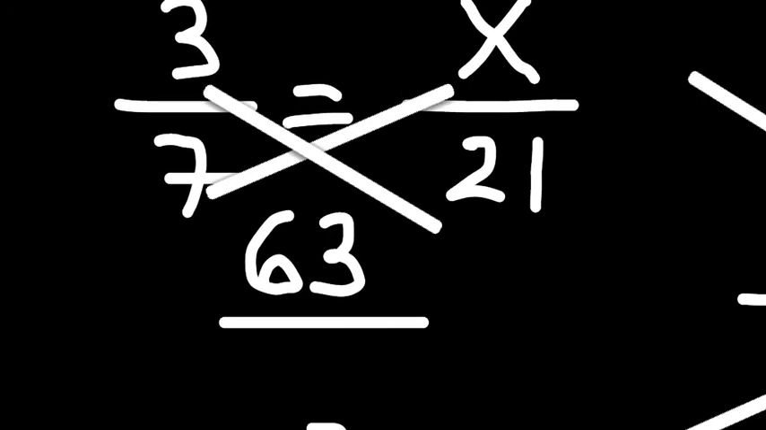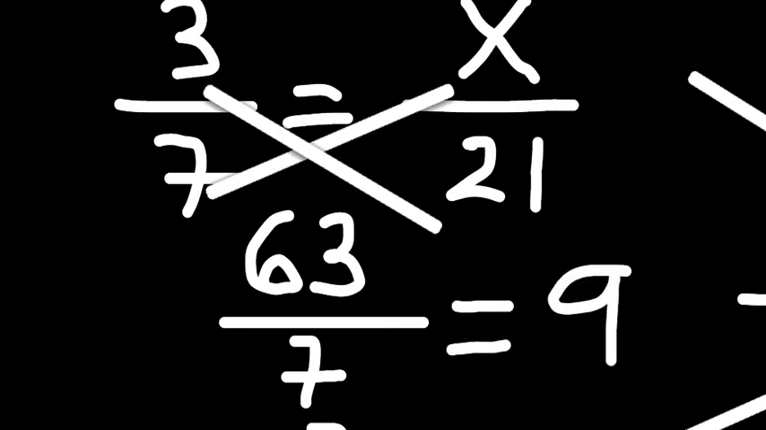So you're going to divide by 7. Okay? So let me move this up here. And you're going to divide by 7. So what's 63 divided by 7? The answer is 9. And that's your final answer. So you come here and you put 9. So you figured out what that number is.